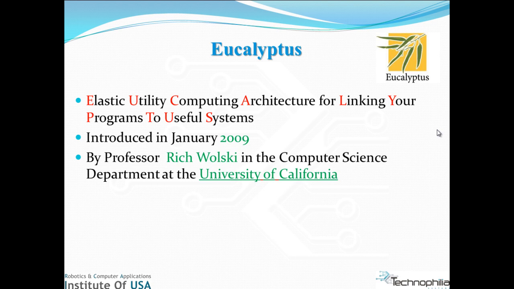Eucalyptus is an open source infrastructure for cloud computing or elastic computing. The full form of Eucalyptus is Elastic Utility Computing Architecture for Linking Your Programs to Useful Systems. This private cloud concept, Eucalyptus, was first launched in the year 2009 by Professor Rich Wolski in the Research and Development Department of Computer Science of the University of California.